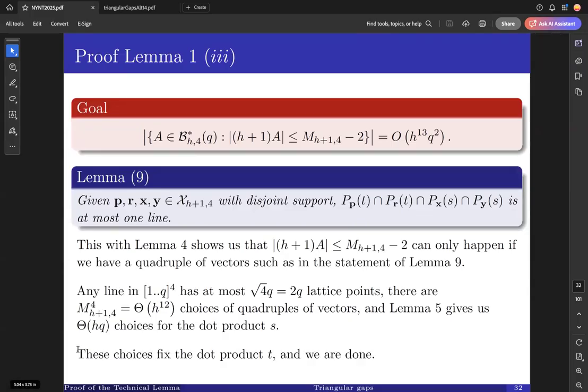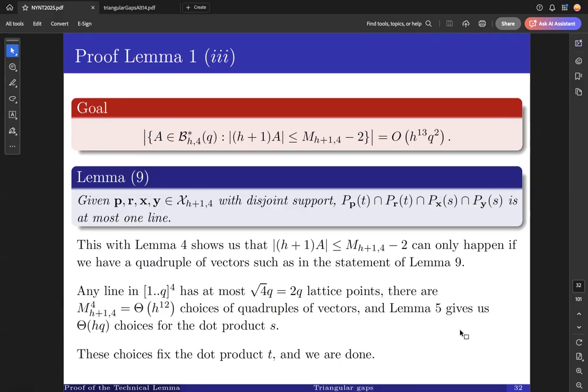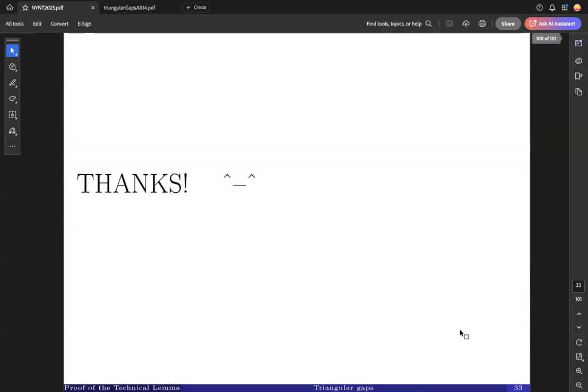This little sentence here, oh my goodness, that was terrifying last night. I forgot about that. These choices fix the second dot product. I thought, oh my gosh, I'm off by a factor of Q. Everything falls apart. No, it's fine. Once you've fixed all of your vectors, all the sets, and one dot product, that uniquely fixes the other dot product. Then it fixes the last dot product, and that is it.